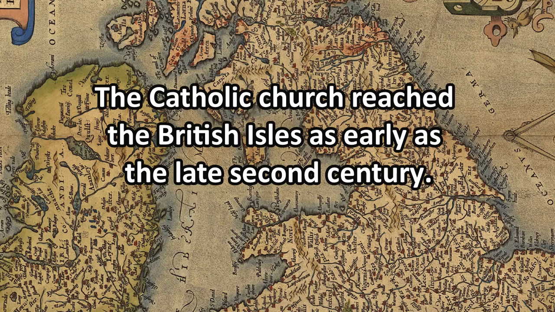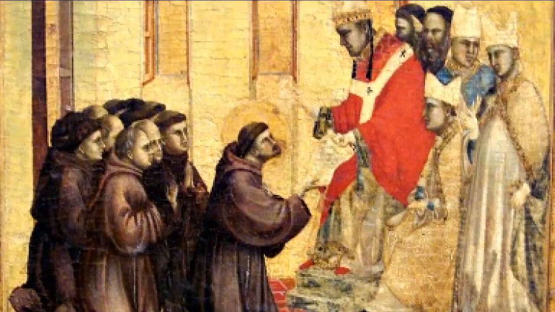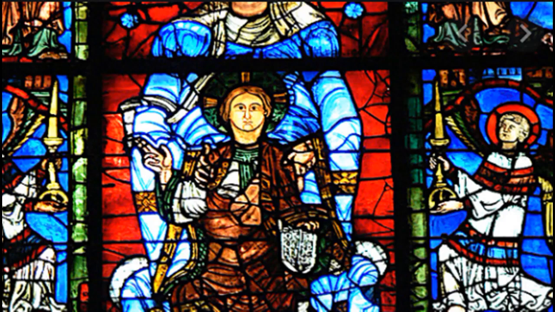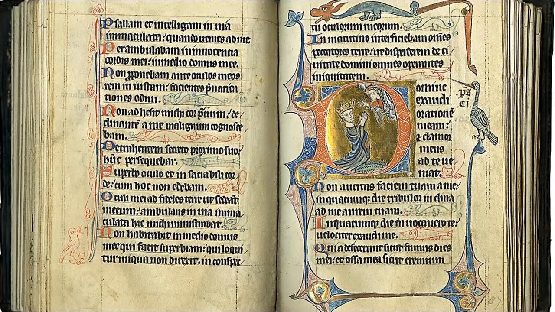The Catholic Church reached the British Isles as early as the late 2nd century. For the next 1,000 years, missionaries and teachers translated bits and pieces of the Bible into the language of the people for teaching purposes, but there was no concerted effort to translate the whole Bible. Latin was the language of the Church, and the few whole Bibles that did exist were handwritten in Latin and would have been inaccessible to the average person, even if they could read.